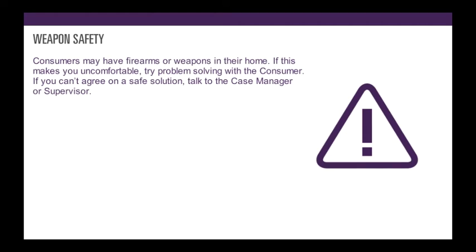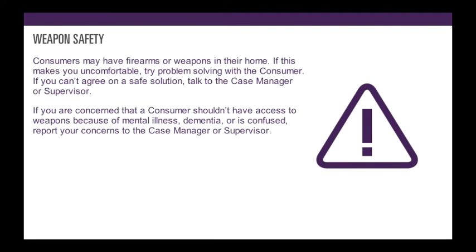Consumers may have firearms or weapons in their home. Some may keep the weapons with them or in the open. If this makes you uncomfortable, try problem solving with the consumer. The consumer could agree to store the weapon when you are there or to get a trigger lock for any guns. If you and the consumer can't agree on a safe solution, talk to the case manager or supervisor. If you are concerned that a consumer shouldn't have access to weapons because of mental illness, dementia, or is confused, report your concerns to the case manager or supervisor.